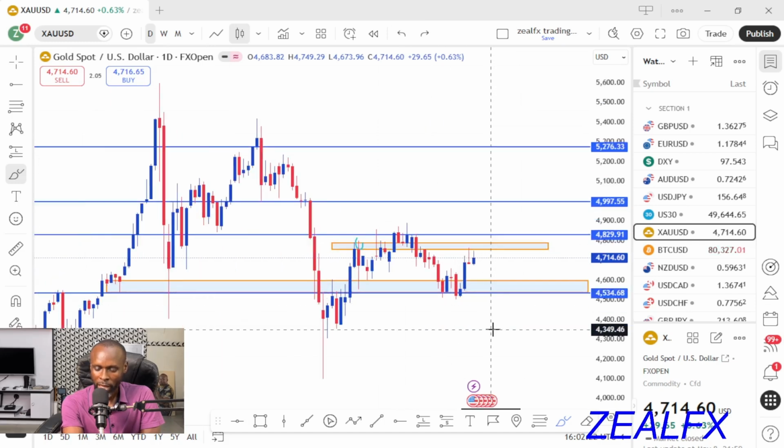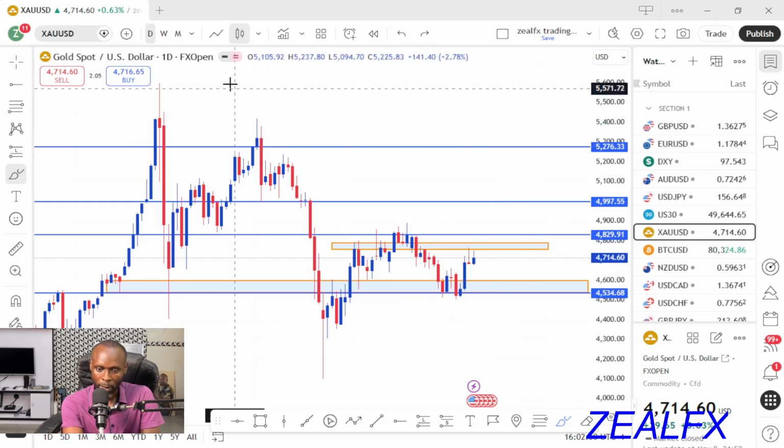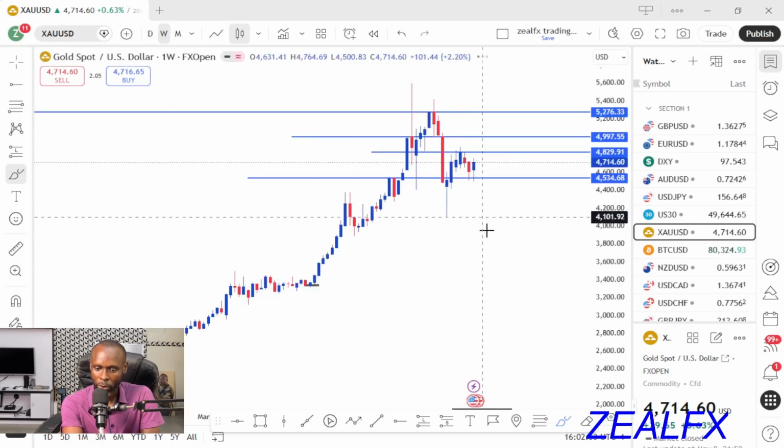So long as we still have this bullish momentum, look out for your buying opportunity, but you can't just buy from now. We need a confirmation from the weekly time frame for us to buy the gold USD. So let's look at the weekly chart.